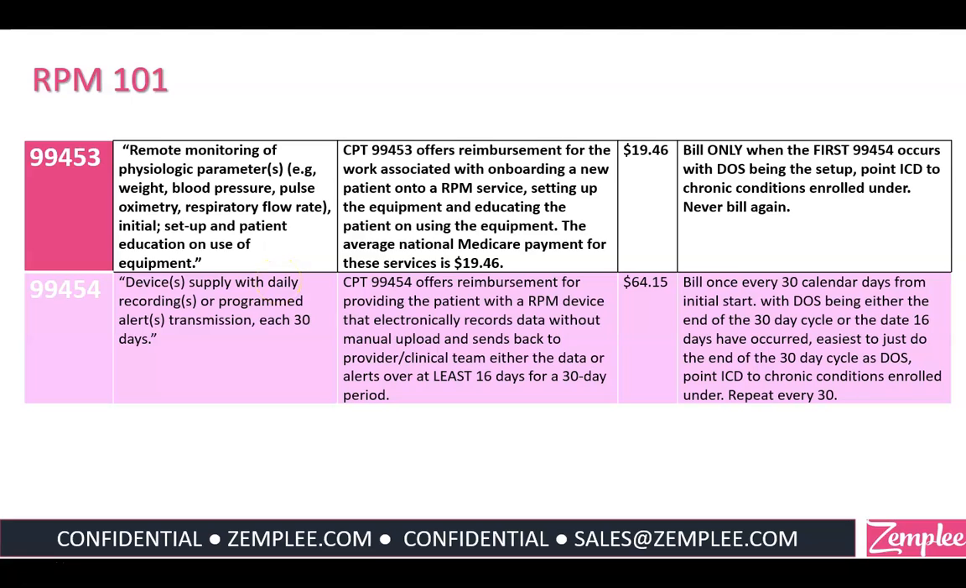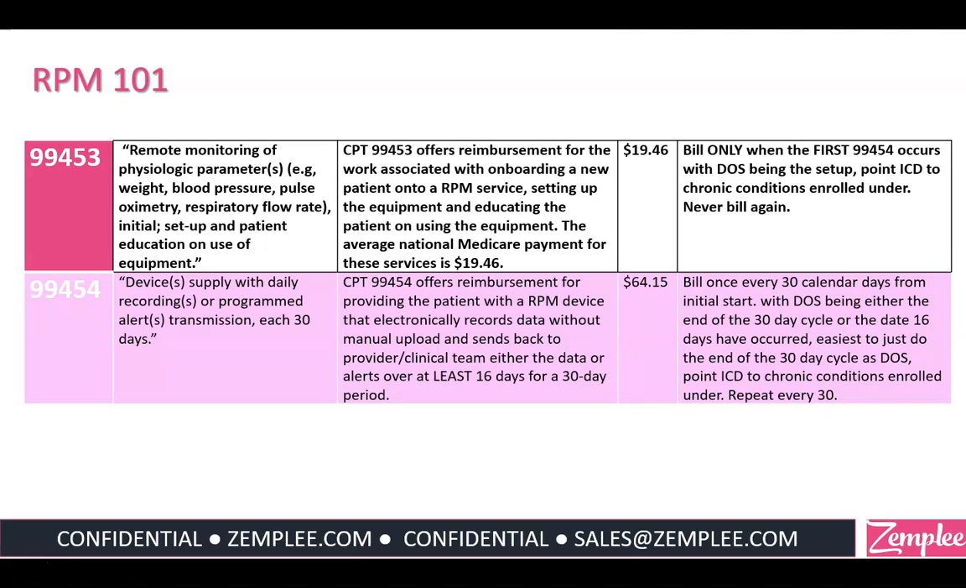Two of the codes are very much technological codes. The 99453 is a code that's reported once you've installed or given out and taught and trained that patient on how to use what they say is a medically cleared device, an FDA cleared device that's going to easily grab information from the patient without them manually entering it and easily synchronize that patient back to the office.